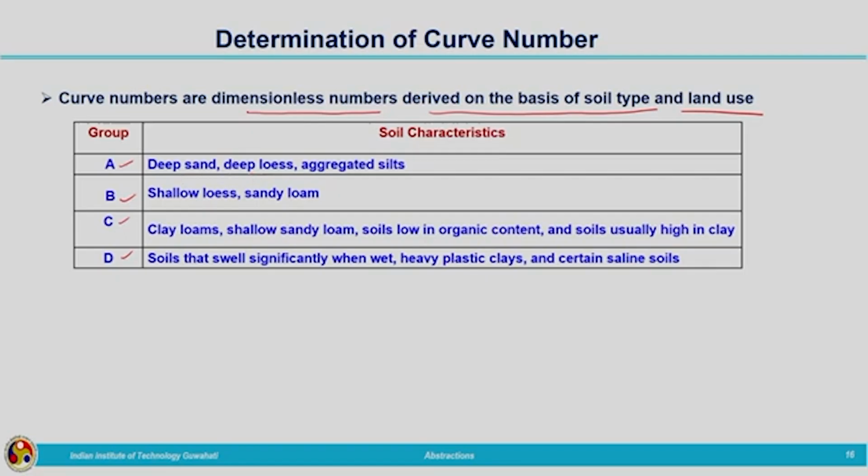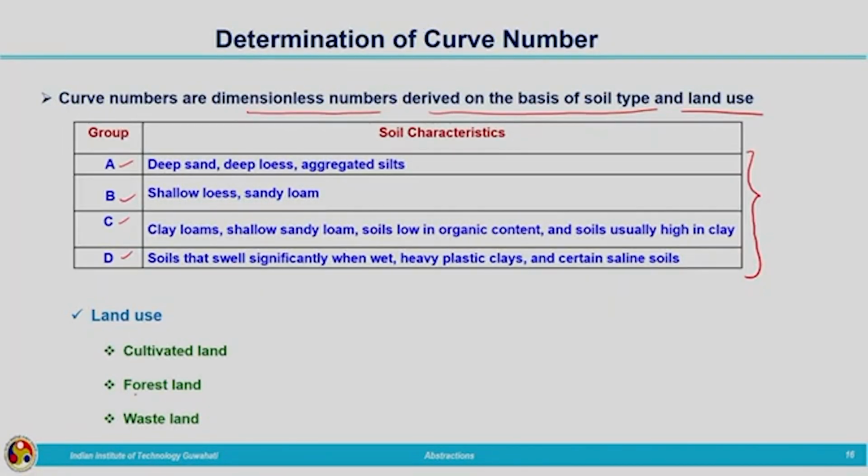So, different soil characteristics are given over here. Corresponding to a particular soil property, you can classify it in any of these groups coming under A, B, C, D. And the land use characteristics involves the cultivated land, forest land, wasteland, scrub land. That way one table is given in all the textbooks, you can refer to that. And based on the land use properties and also soil properties, you can find out the curve number value.